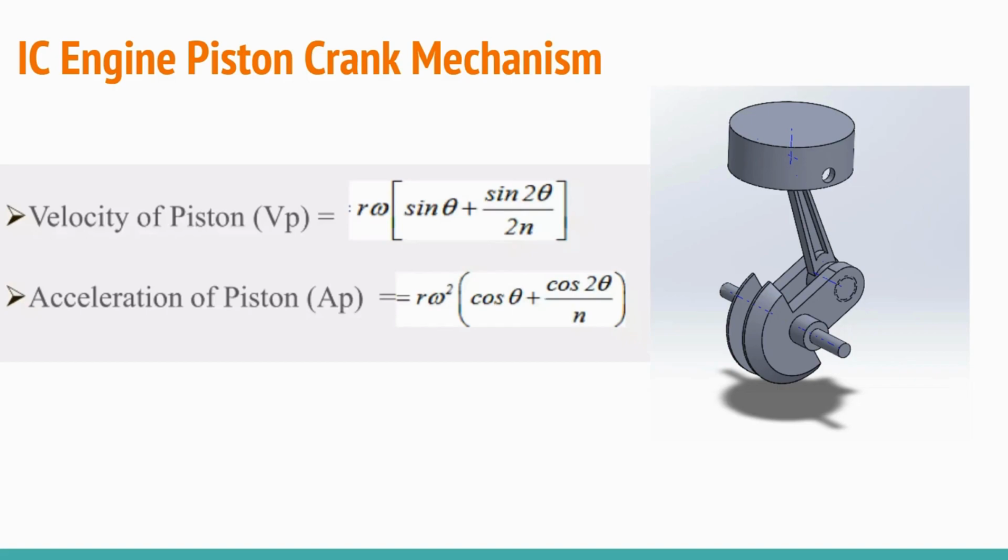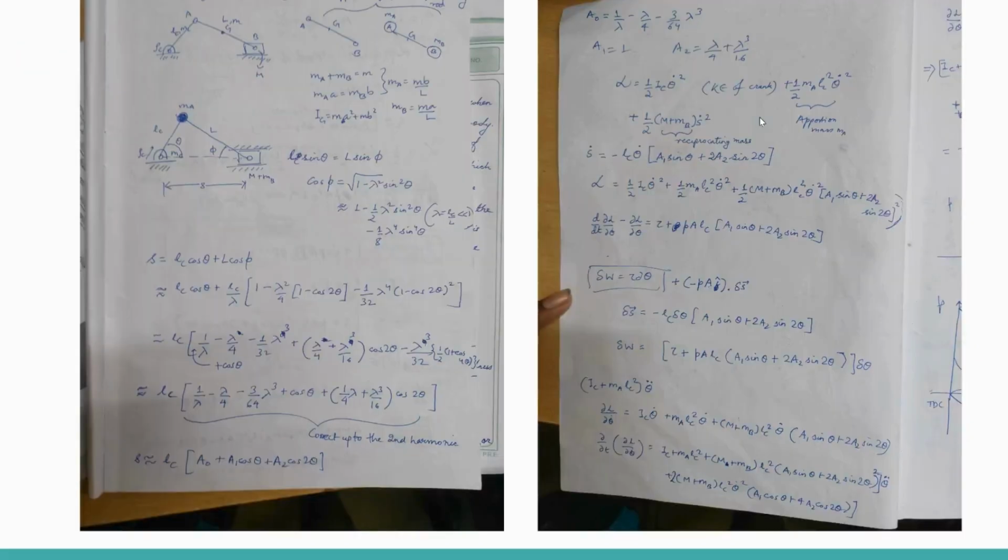The thing to note here is that n stands for the ratio of the length of the connecting rod to the radius of the crankshaft. So it's basically L upon R. So this basically highlights the procedure.